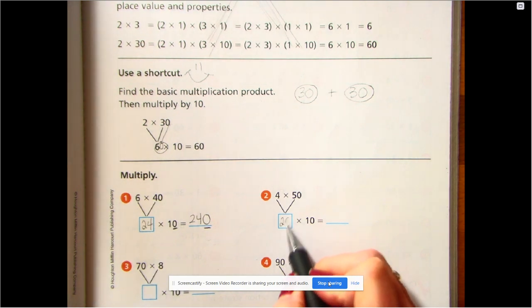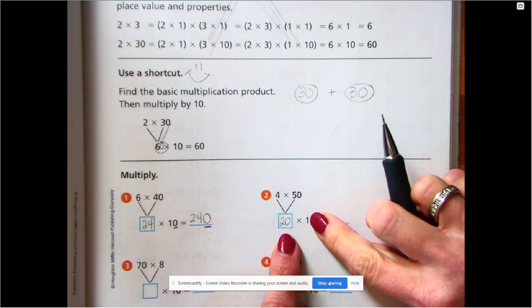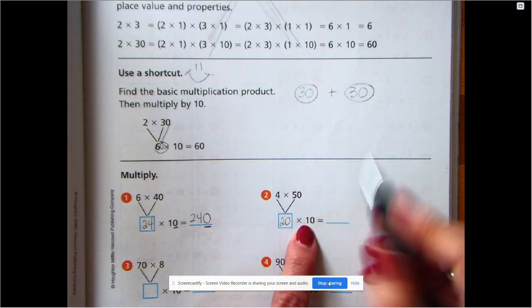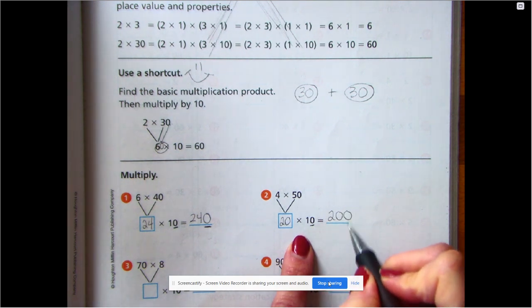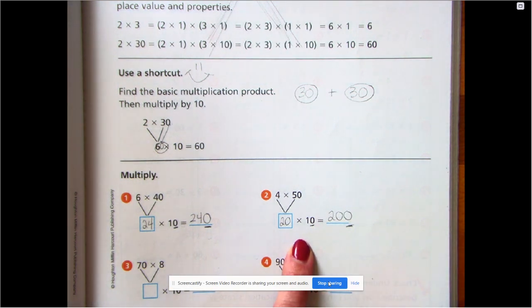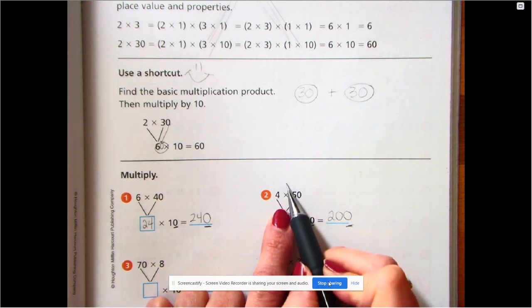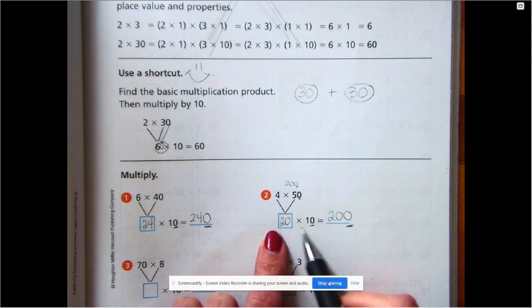So 4 times 5, we know that's 20. Okay, all I'm doing now is multiplying 20 times 10. I'm just going to cover up the 0. 20 times 1 is still 20. I'm going to put another 0 on the end because I had one 0. So my answer is 200. Same thing up here. 4 times 5 is 20, and I'm just tacking on that 0 right here at the end. This is kind of showing us an extra step of what we're doing.